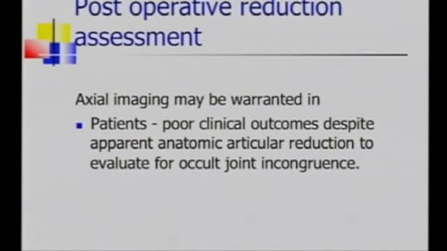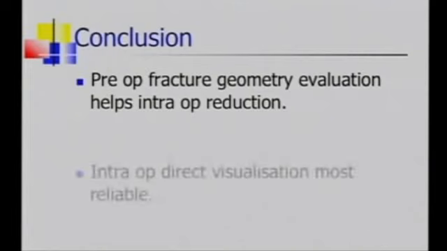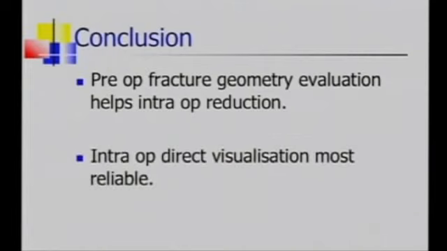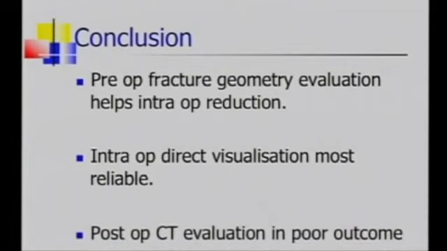So, last slide about post-operative reduction. Whenever you find a poor clinical outcome, do not hesitate to reassess the reduction with axial CT scans. So in conclusion, preoperative fracture geometry evaluation is important. Intraoperative direct visualization is the most reliable method to assess reduction, and post-op CT can be done if there is a poor clinical outcome. Thank you.